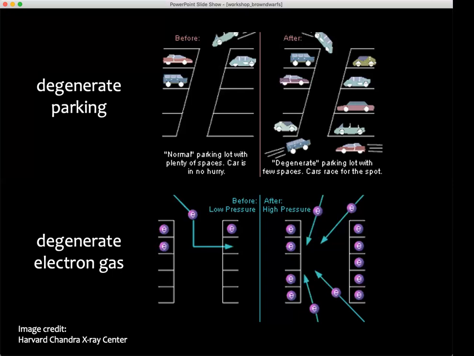That's why the atoms are 10 to the 5 times bigger than the nuclei. Those electrons can't shrink down their orbitals because they're stuck in this degenerate state. So in fact, degeneracy describes a lot of matter, particularly solid matter.